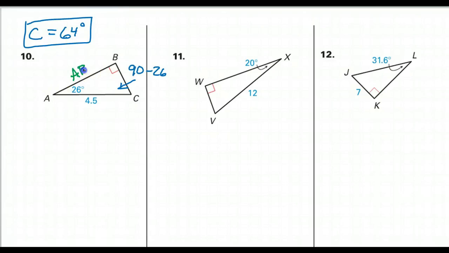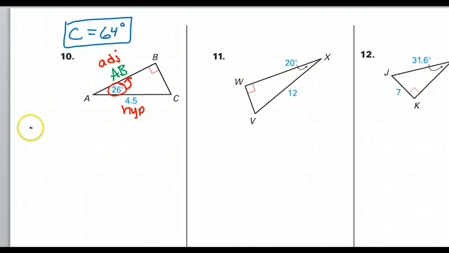Okay, so here's AB right here. From the perspective of the 26, AB is the adjacent leg, and meanwhile 4.5 is the hypotenuse. So adjacent hypotenuse, that's cosine. So we're going to use the cosine function. So cosine 26 is equal to adjacent over hypotenuse. So AB over 4.5.